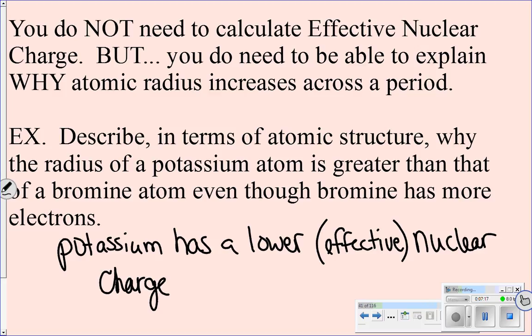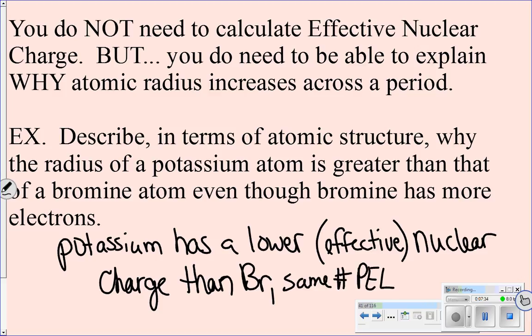Or bromine has a higher nuclear charge, either one. So you can kind of go either way on that. Again, whether or not you use the word effective is up to you, but they do have the same number of principal energy levels. So because of that increased effective nuclear charge, the principal energy levels are being pulled in tighter.